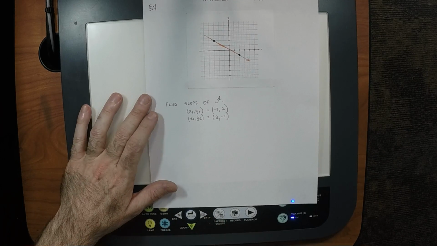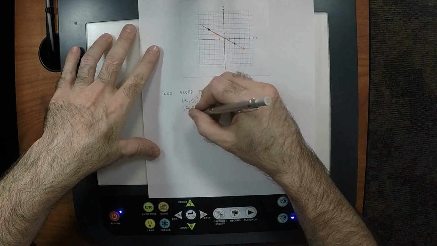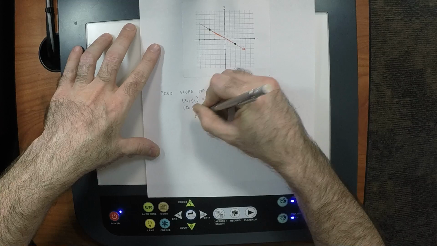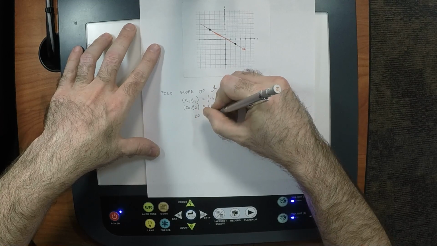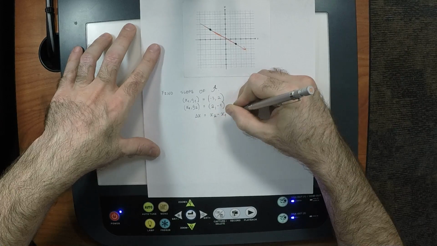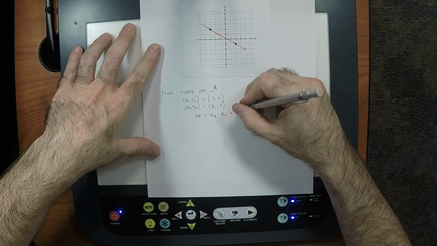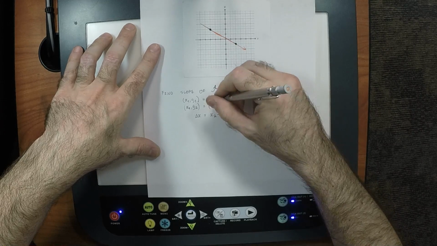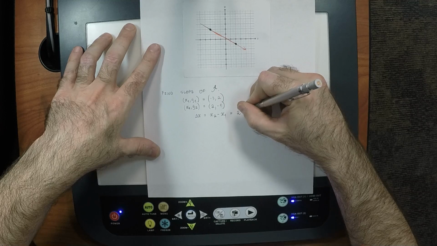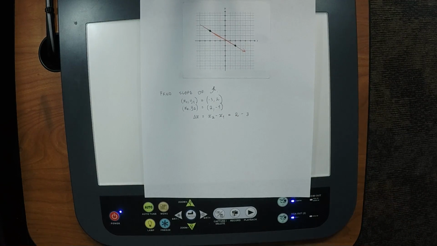Now we need to compute the rise and the run. So delta x. Delta x, well, that's x2 minus x1, the difference in the x's. Okay, now I'm going to write something that's not correct. I see a 2, and then I see a -3, so 2, -3, right? Like that. What do you think? No? What's wrong with this?